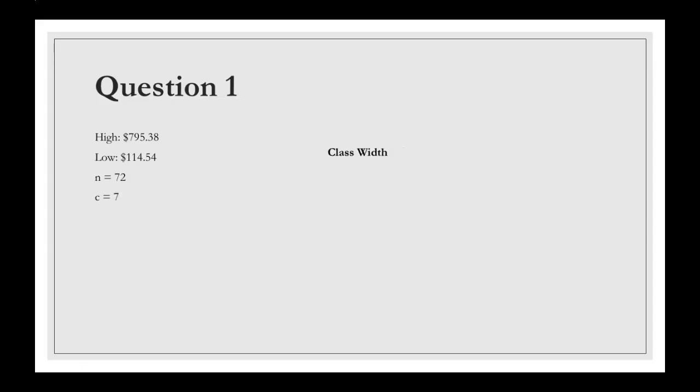Right? So our approximate class width, if we take a look at a formula, we'll be able to see that it's max minus min over the number of classes, right? Or high minus low, based off of the wording of this question. So high minus low, 795 minus 114 over 7. That 7 is what we just found our C to be in the last part.